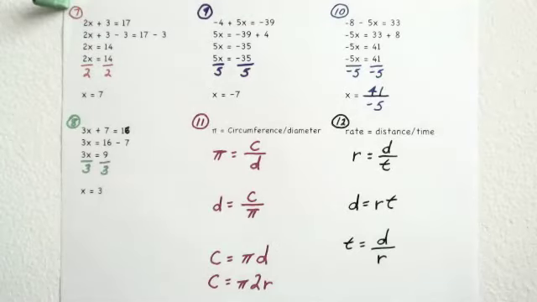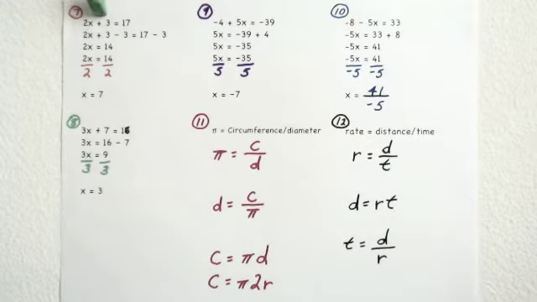Number 7, 2x plus 3 equals 17. In this equation, we have to do two things. We have to move the positive 3 away from the term with the variable, and we have to move the 2 that's being multiplied to the variable. So we do addition and subtraction first.